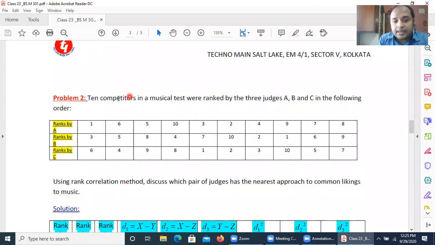Ranks given to the 10 competitors by Judge B are as follows, and ranks given to the 10 competitors by Judge C are as follows. Okay, and it is also an ideal scenario because all the ranks are very manipulated and very different from one another.